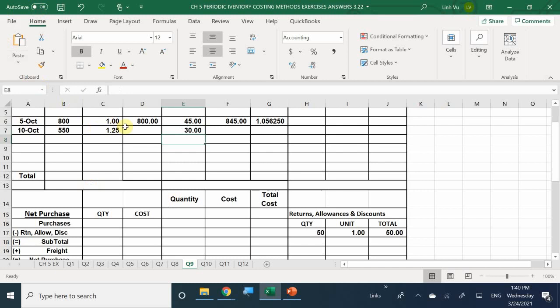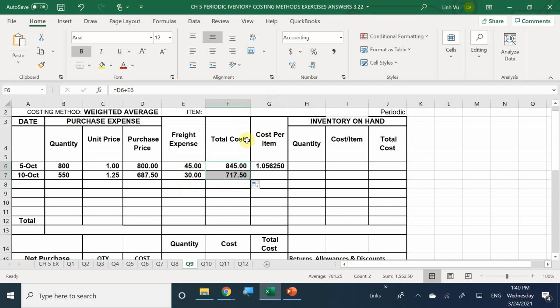What's my total purchase price here? $687.50. Good. And my total cost? $717.50. And lastly, do I need to solve for my cost per item? I did. It's 1.304545. Okay, for practice purposes only, we can go ahead and calculate it.